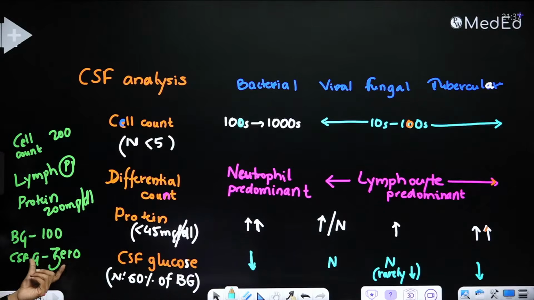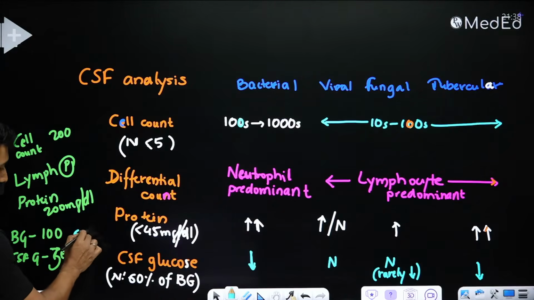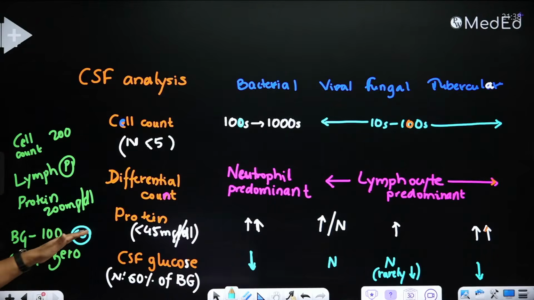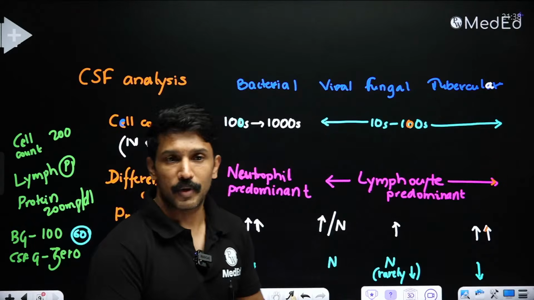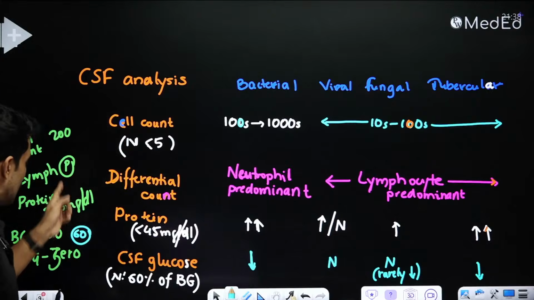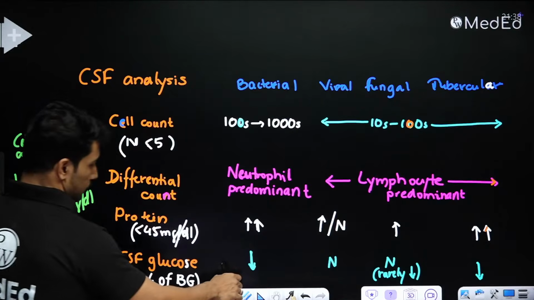But when I look at the CSF glucose, the blood glucose is 600. So CSF glucose should be 60 or higher to call it normal. Anything less than 60 for this patient is considered low. Here it is 0. So it is low. So the story is pointing towards tubercular meningitis. So this is how we are going to interpret the CSF.